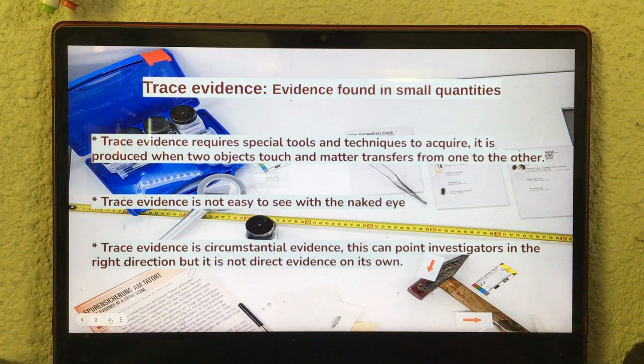Trace evidence may help investigators tie someone or multiple people to a crime scene, but it can also show deliberate detachment. Trace evidence is circumstantial evidence. This can point investigators in the right direction, but it is not direct evidence on its own.